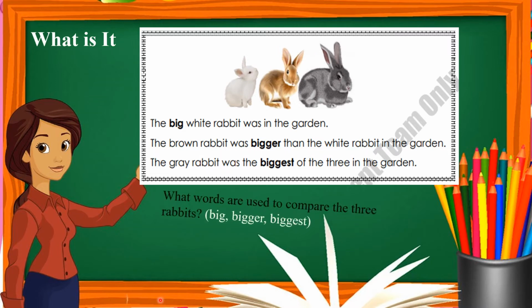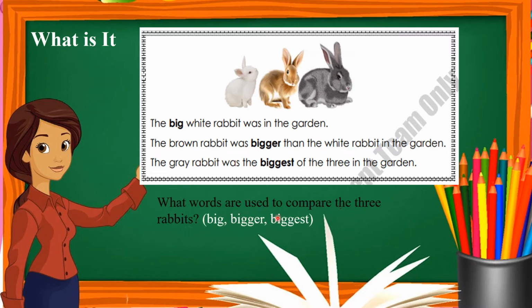Okay, here. What words are used to compare the 3 rabbits? What word? Yes, big, bigger, and biggest. Here, big, bigger, and biggest, right? Okay, these are the adjectives. Okay, next.